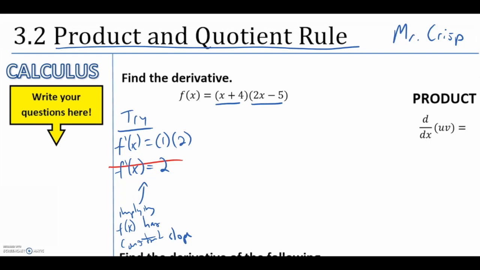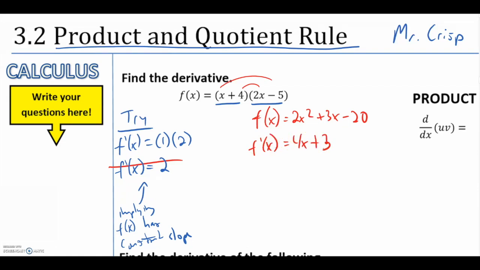But let's think about multiplying this function out. If I were to just rewrite this as f of x equals 2x squared, I would have an 8x minus a 5x, so a plus 3x, minus 20, and take the derivative of that function, we would actually get the true derivative, 4x plus 3. So all this goes to show is that derivatives don't work like limits. I can't just take the derivative of each factor in this product in order to get my final answer.